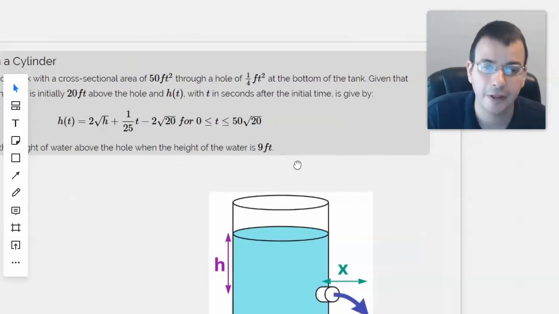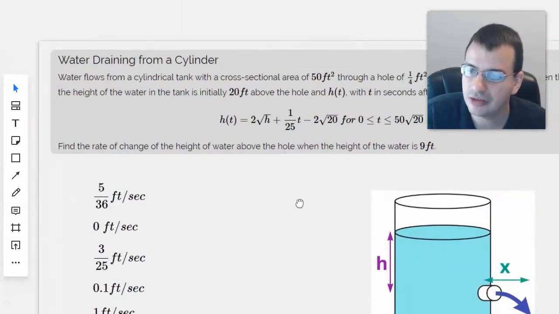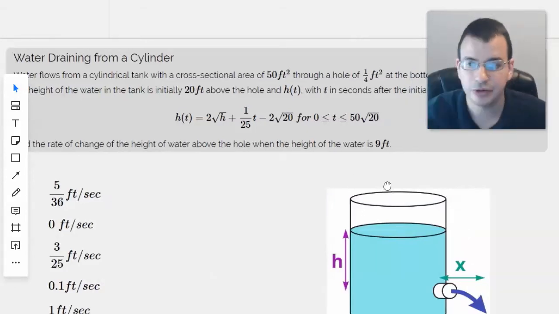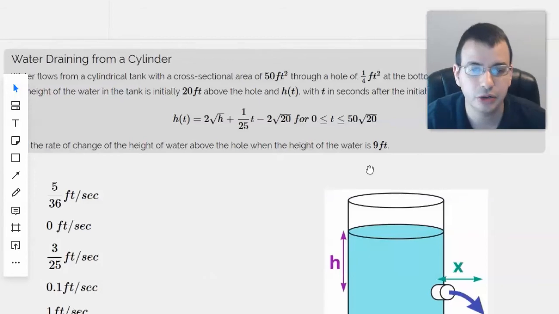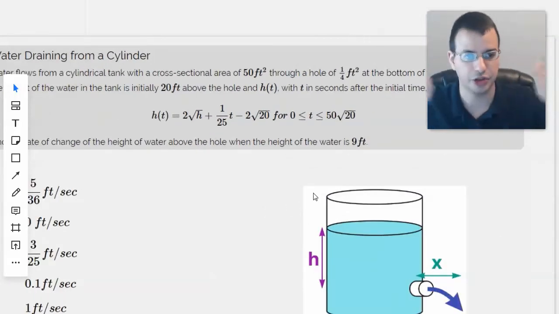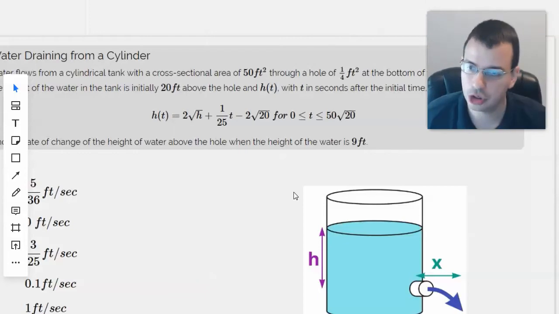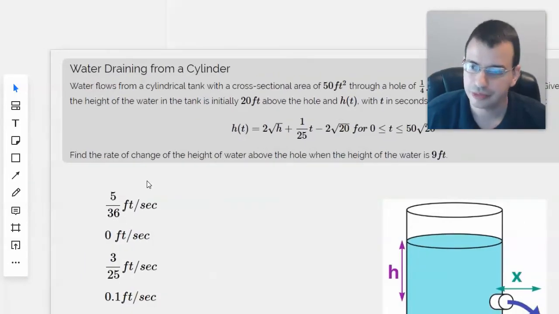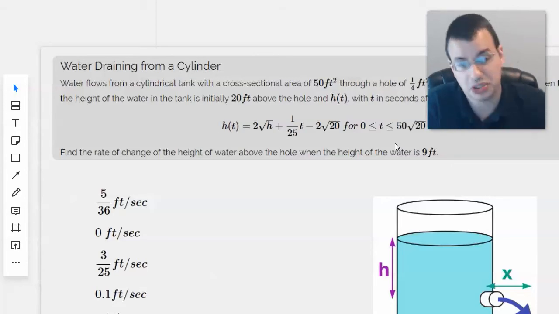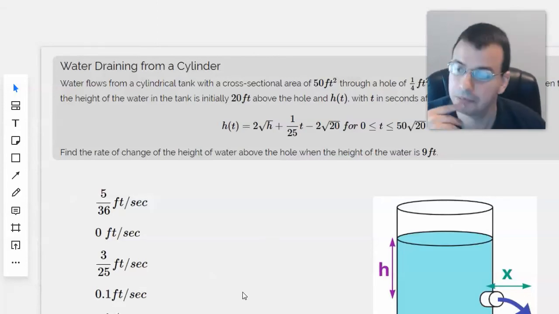At the bottom of the tank, given that the height of water in the tank is initially 20 feet above the hole, so h is 20 initially, and h of t, with t in seconds, is given by a formula. So they give us all this information, and we can pretty much ignore this whole first part because they just used it to get this equation. I believe them.